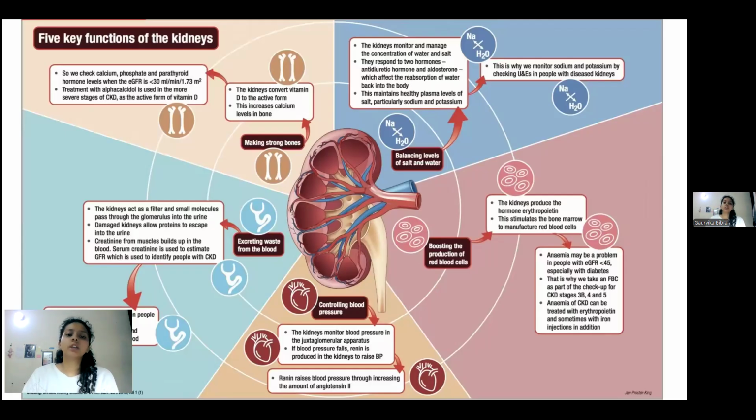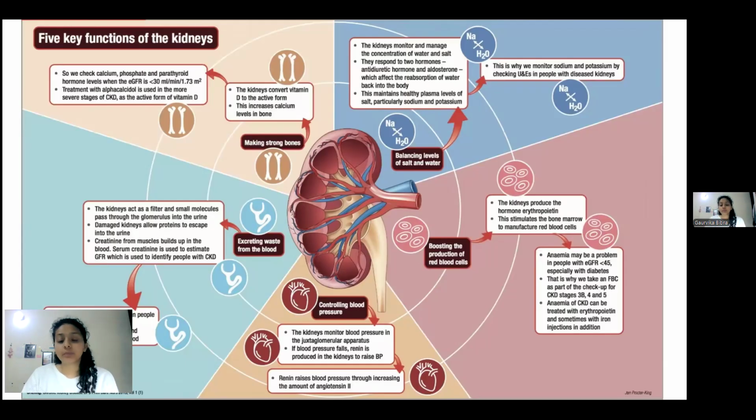Five key functions of the kidney include making strong bones. They convert vitamin D to the active form. This increases the calcium levels in the bone. Excreting waste into the blood, the kidneys act as a filter; small molecules pass through the glomerulus into the urine. Damaged kidneys allow proteins to escape.